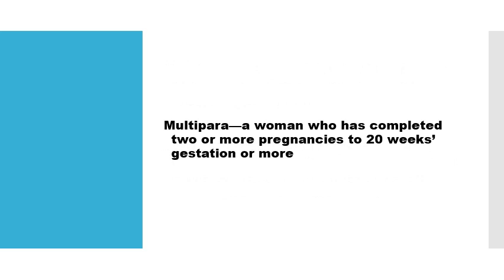Parity is determined by the number of pregnancies reaching 20 weeks. It is not increased by twin or multifetal pregnancy and not decreased by stillbirth. A multipara is a woman who has completed 2 or more pregnancies to 20 weeks or more.